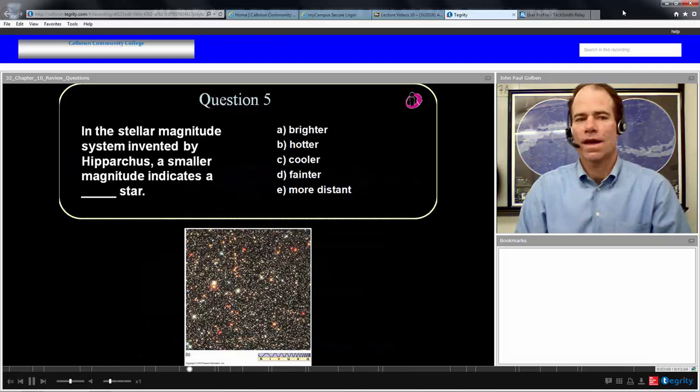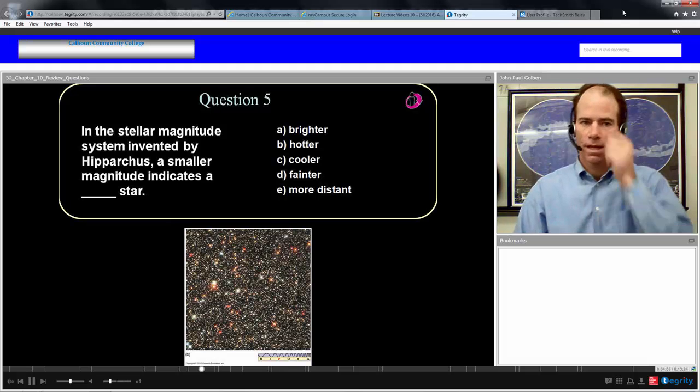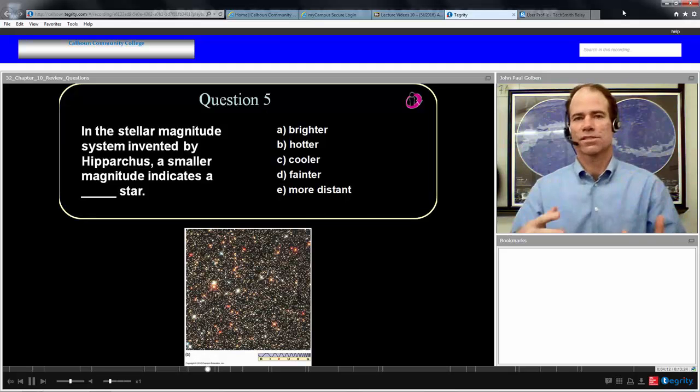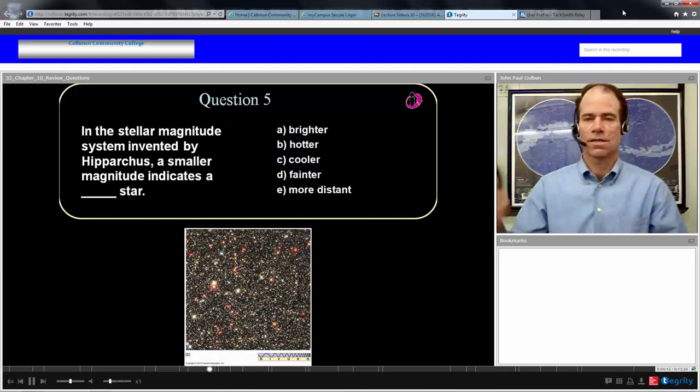Question 5. In the stellar magnitude system invented by Hipparchus, a smaller magnitude indicates... the absolute magnitude is what we're talking about. And a smaller magnitude, or even in the apparent magnitude, a smaller magnitude means it's brighter, because class 1 were the brightest stars, class 6 were the dimmer stars. So the smaller the magnitude, the brighter the star was.